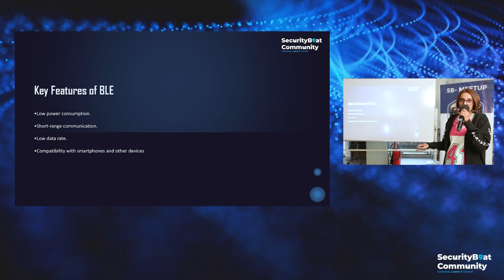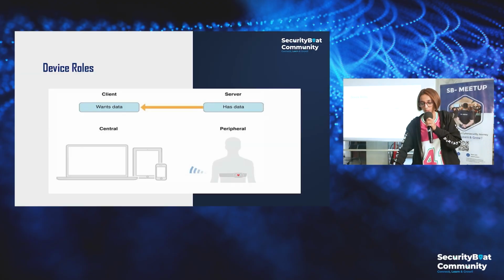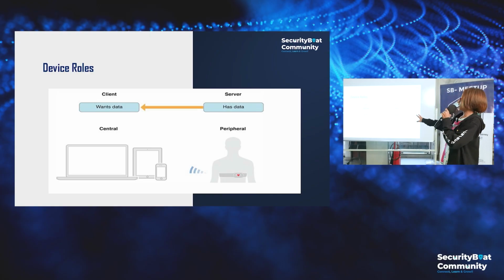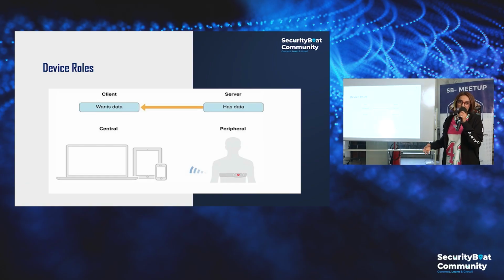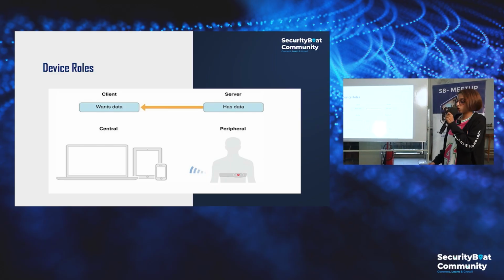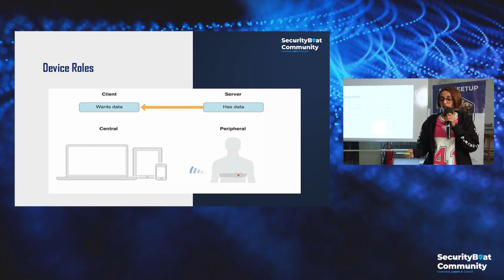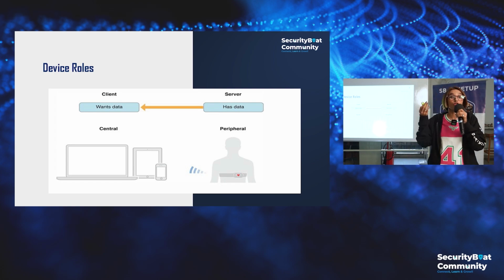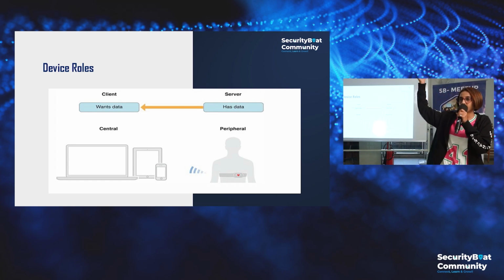Compatibility with smartphones, obviously. Okay, now there are two things, a central device and a peripheral device. Central device is also called a client, which is a device that wants data, and a peripheral device is a server which gives data. So central device could be a laptop, or a classic example is your phone, and peripheral device is nothing but a tracker.